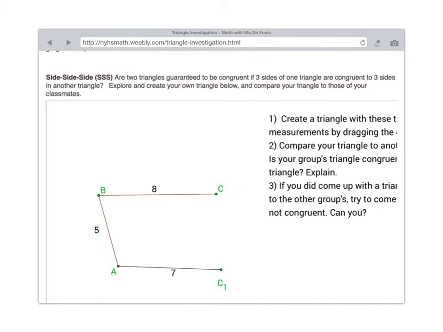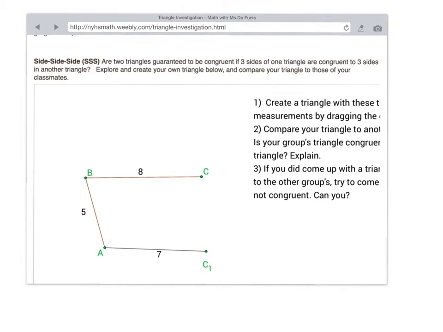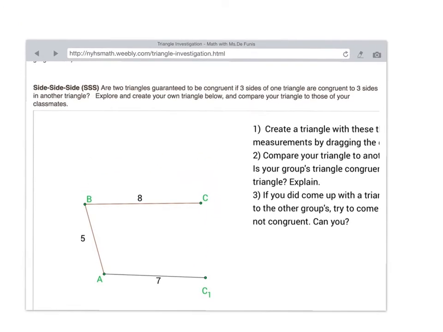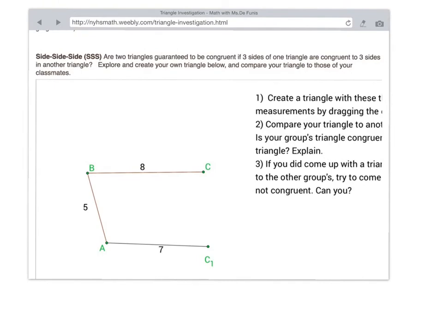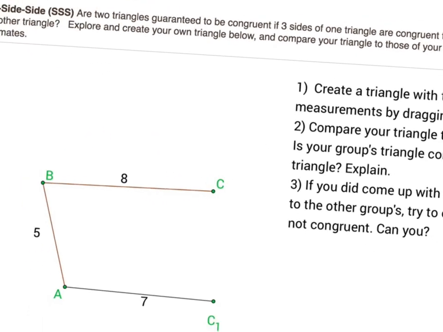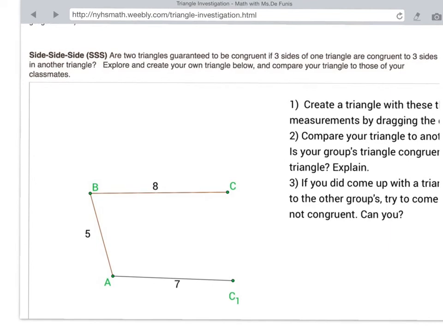So I know that if I had 3 sides of triangles that were the same in 2 different triangles, those triangles would have to look the same. You're going to continue this exploration on the website. You'll move on after this triangle investigation to the next activity, which this was side-side-side. The next one I would imagine is angle-angle-angle, and so forth. Again, your job is just to explore these relationships and start considering whether or not it's enough to make congruent triangles.